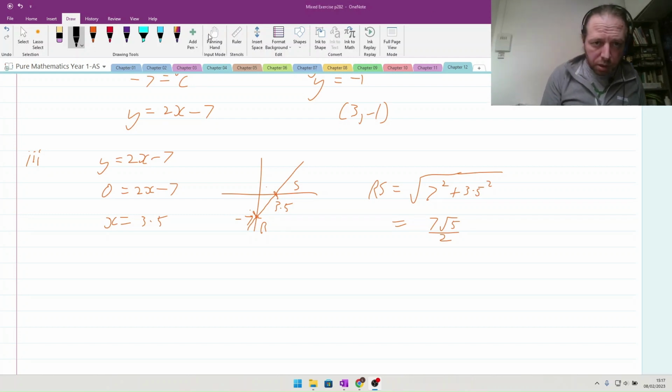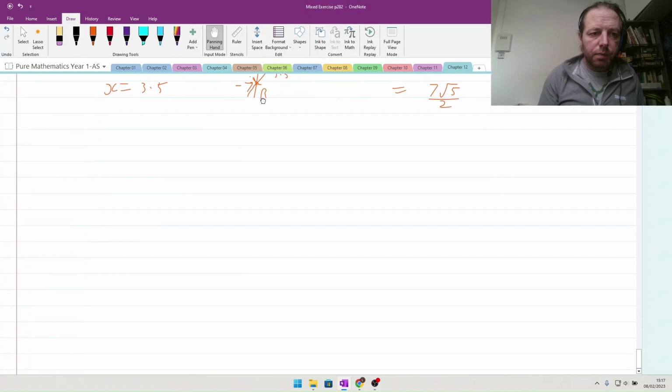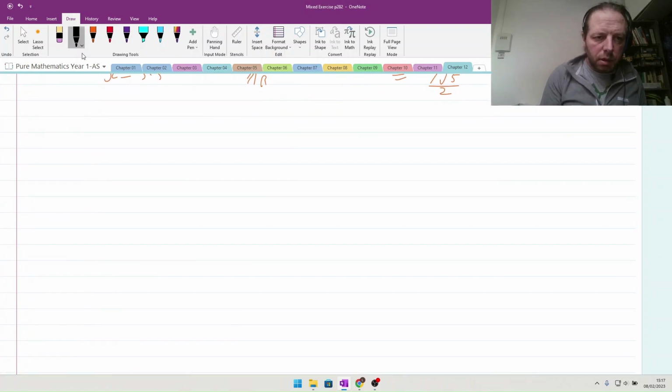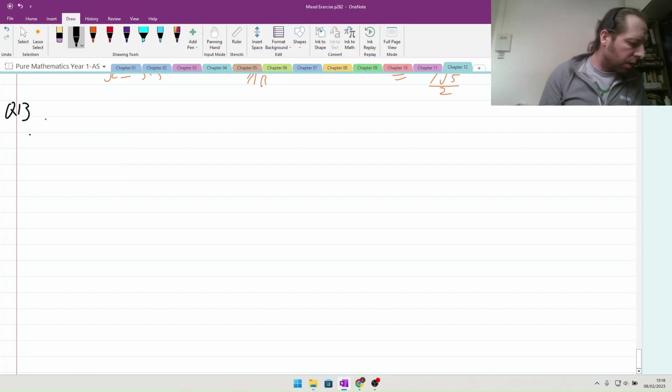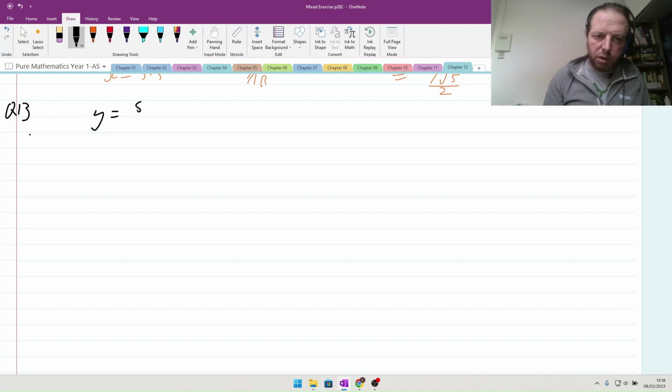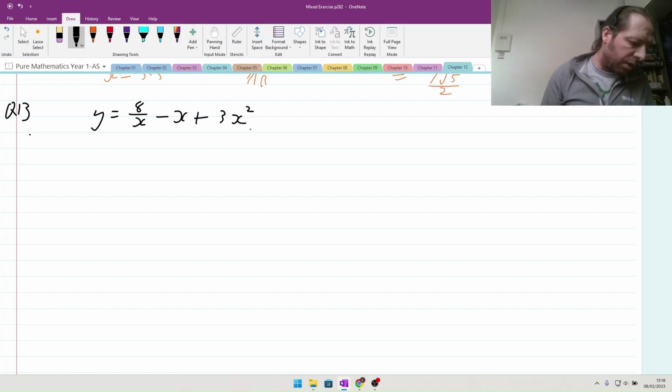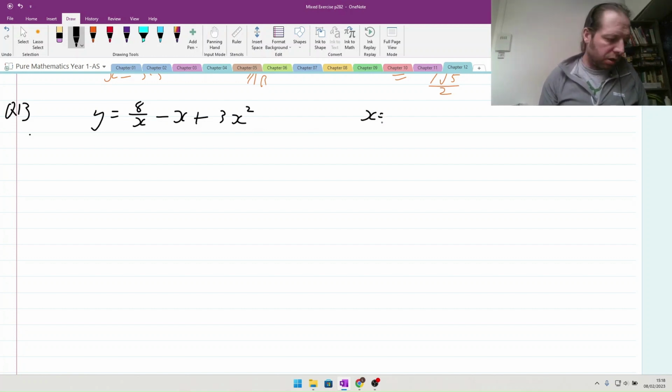Okay, then question 13. A curve has an equation of y equals 8 over x minus x plus 3x squared. Find the equation of the tangent and the normal to the curve at the point when x equals 2.